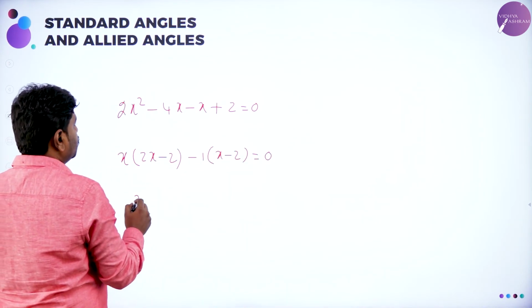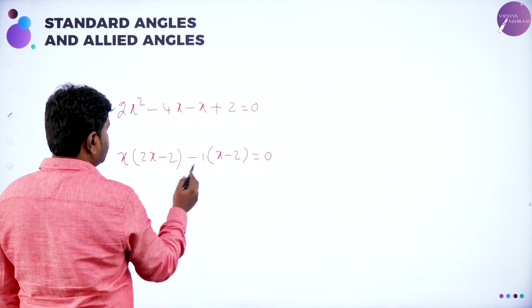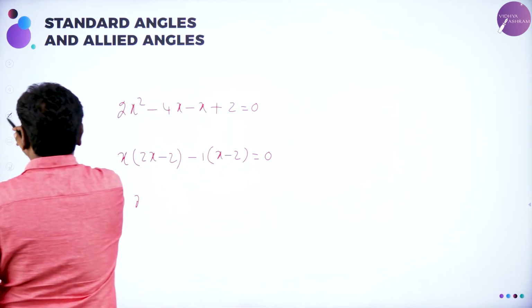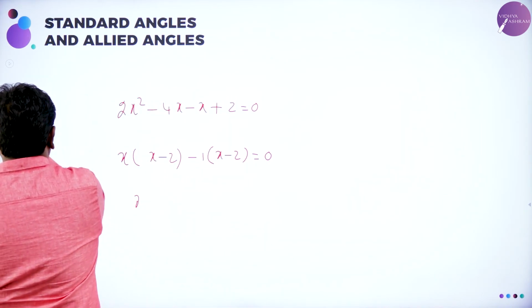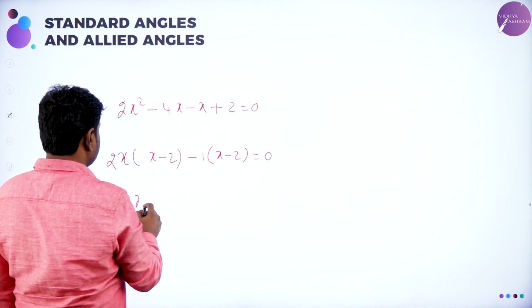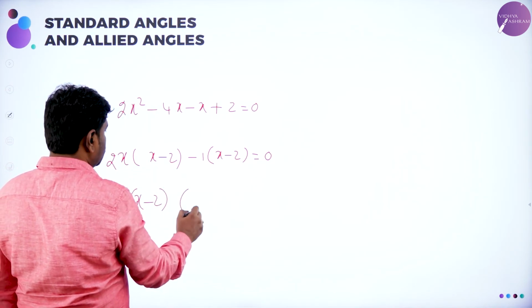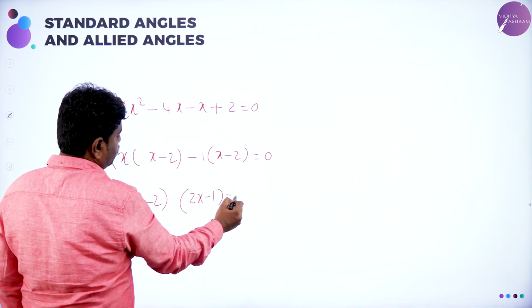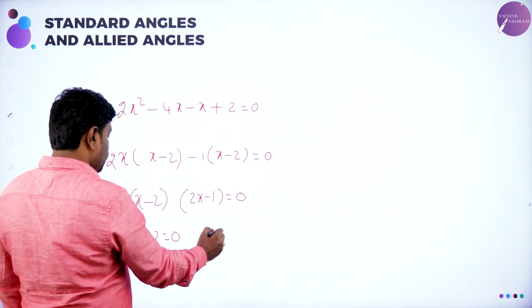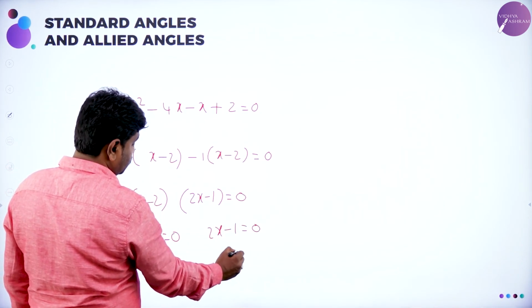So now 2x, if you take, sorry, x minus 2. Here we have taken, you can take 2x common here. Take 2x common, so it will become x minus 2. And take x minus 2 common, we'll be having 2x minus 1. So each term equated to 0. So x minus 2 equal to 0 gives x is equal to 2. And 2x minus 1 equal to 0 gives x is equal to 1 by 2.